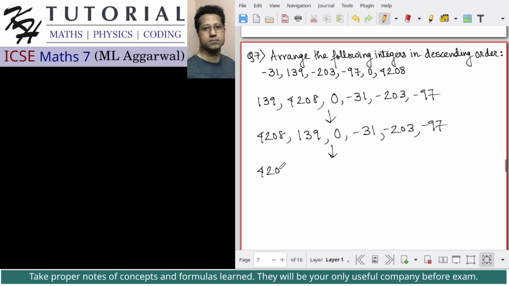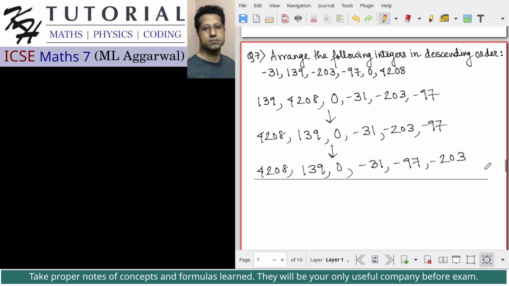So after doing that, the final ordering of the integers in descending order will be minus 31, minus 97, and minus 203. The negative integers were minus 31, minus 203, and minus 97. If we arrange them in descending order, the largest integer is minus 31, and then the second largest integer is minus 97, and then it comes minus 203. So this is the final descending order of all the given integers.